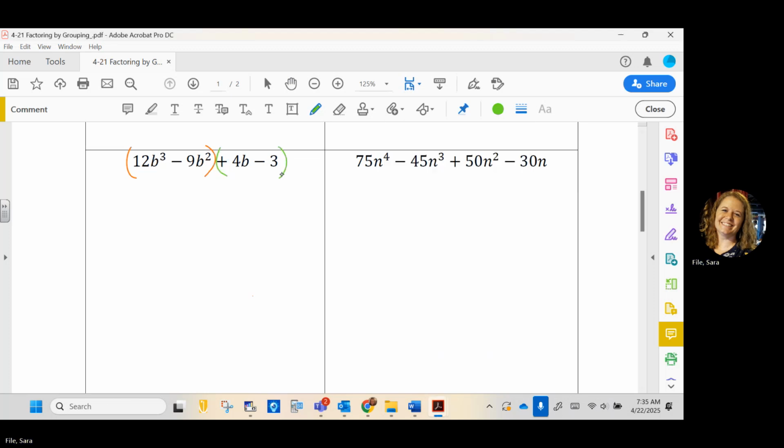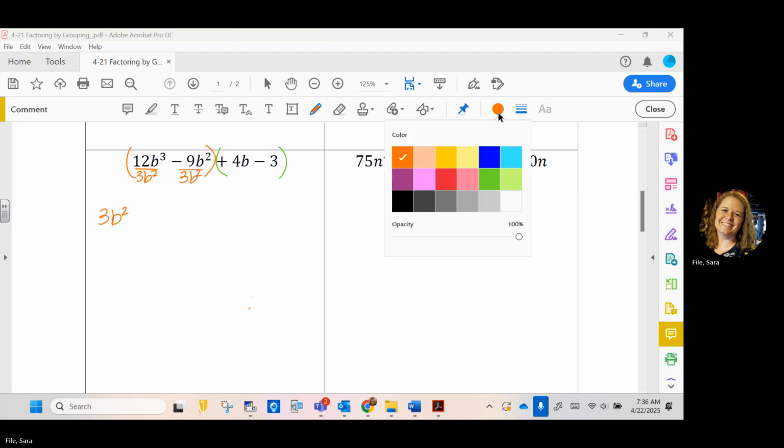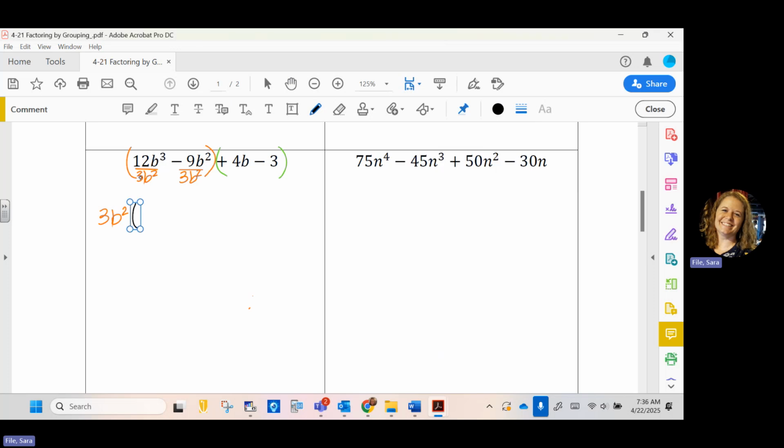So with the first group, the 12b cubed minus 9b squared, what GCF can be taken out? What can you divide out of both of those? The 3, and what about for the variable? B squared, good. So 3b squared comes out, and that's going to leave me 12 divided by 3 is 4. B cubed divided by b squared is b. Negative 9 divided by 3 is negative 3. And b squared divided by b squared reduces to just a 1. So that's still just a 3.